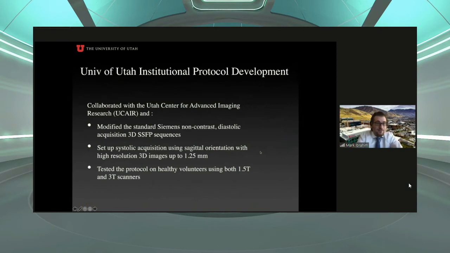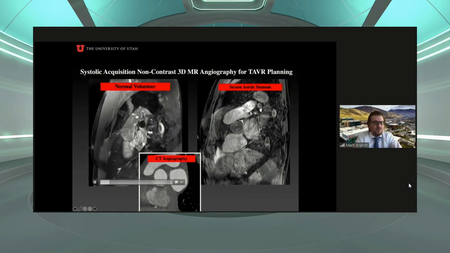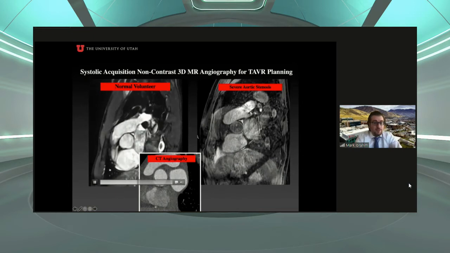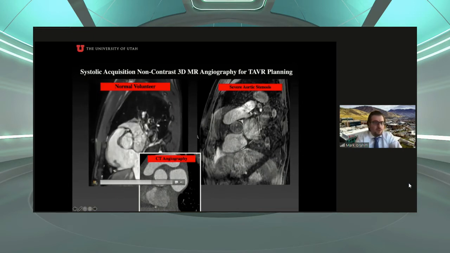So we collaborated with our Utah Center of Advanced Cardiac Imaging Research and looked into our own institutional protocol, modifying a standard Siemens protocol that uses 3D SSFP sequences, which use the patient's blood basically as a contrast. We set up a systolic acquisition using sagittal orientation and tested it on 1.5 Tesla and 3 Tesla scanners, compared with CTA as well. And we were able to image the aorta and aortic valve in systole with minimal motion artifact.